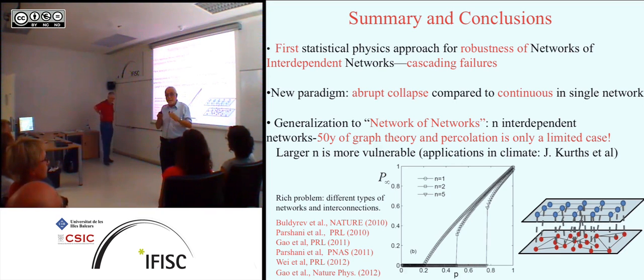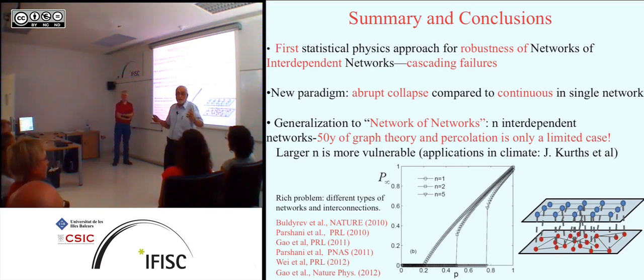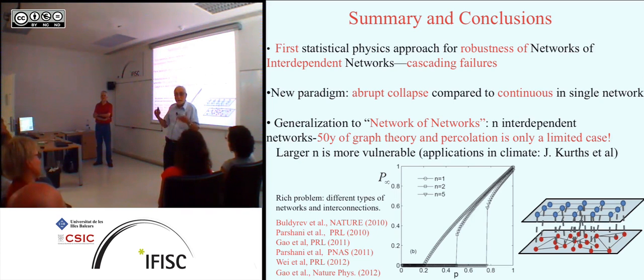For example, transportation and electricity. Electricity goes in the electricity grid. But you need to include phenomena like dependency between networks, which was not included before at all. I mean, in the theory, we did not have dependency.